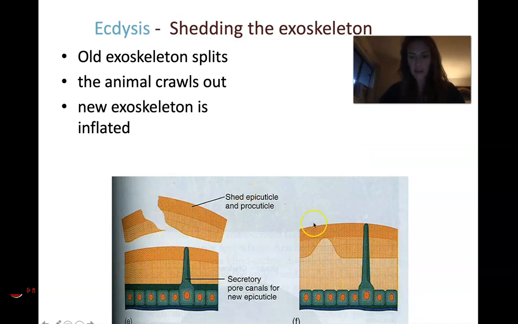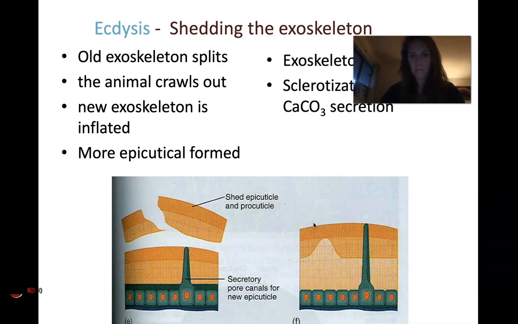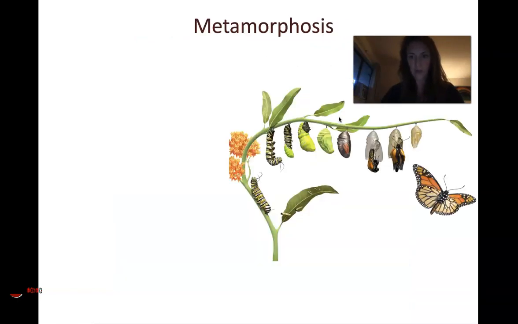And your new exoskeleton is then inflated and it grows as the animal grows until it hardens. So after it hardens, after the animal has grown and now it rehardens, then you have further sclerotization of the new exoskeleton and this calcium carbonate secretion. Okay, so this allows for a lot of growth and metamorphosis too, right?